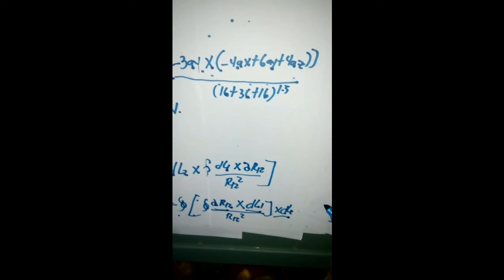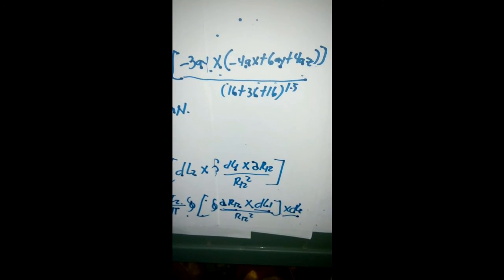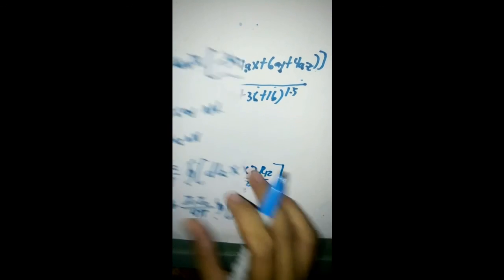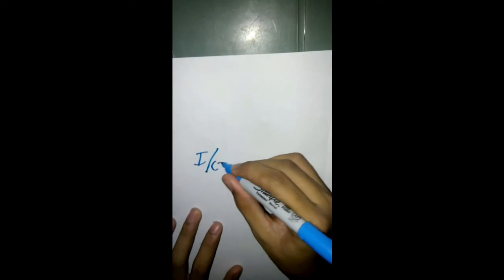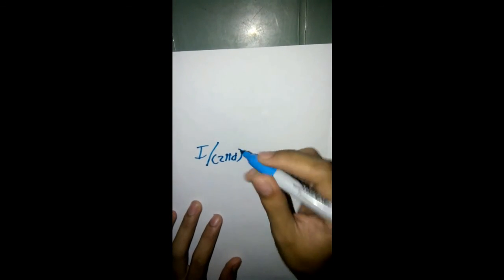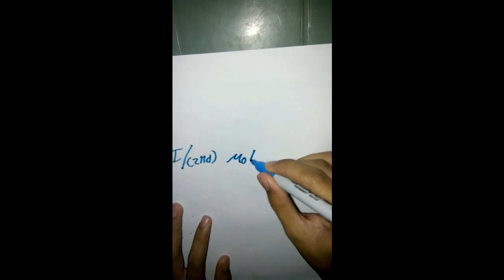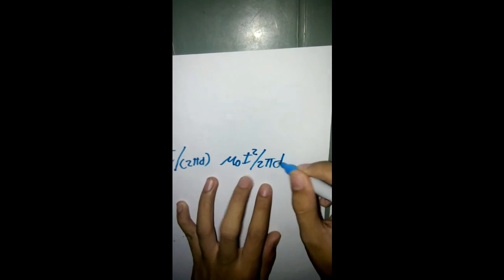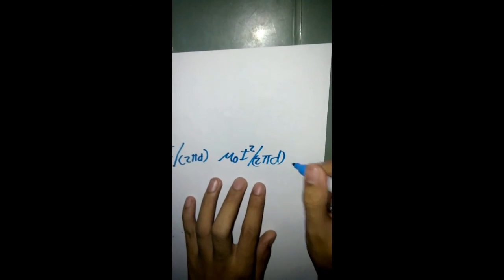However, since the magnetic field intensity at either wire caused by the other is already known to be I over 2 pi d, it is readily apparent that the answer is a force of mu0 I squared over 2 pi d newtons per meter length.